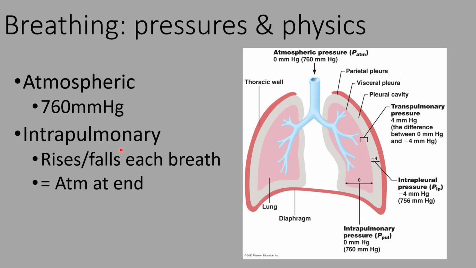At the start and end of each inhale and exhale, the intrapulmonary pressure is going to be equal to atmospheric pressure. As we are breathing, as we're inhaling and exhaling, the intrapulmonary pressure is going to rise and fall with each breath that we take. But at the end of each breath, after we finish inhaling, and again, after we finish exhaling, the intrapulmonary pressure is going to be equal to atmospheric pressure.